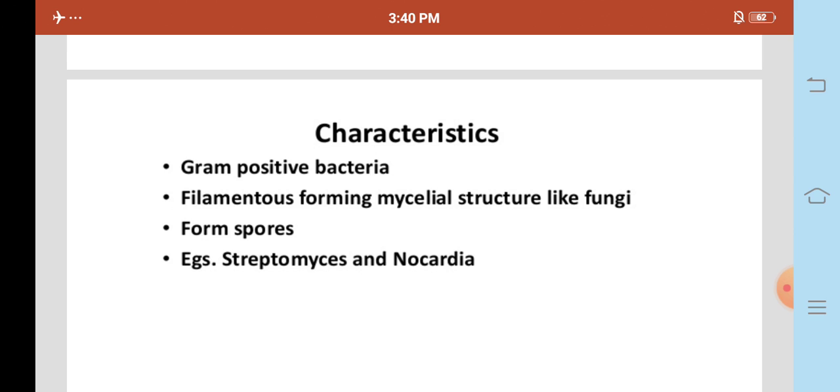Characteristics of Actinomycetes: it is a gram-positive bacteria and filamentous, forming mycelial structure like fungi. It forms spores. Examples: Streptomyces and Nocardia.